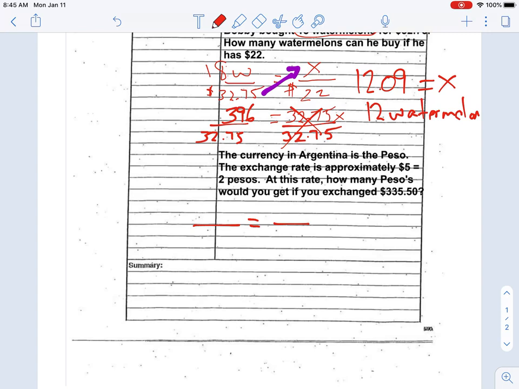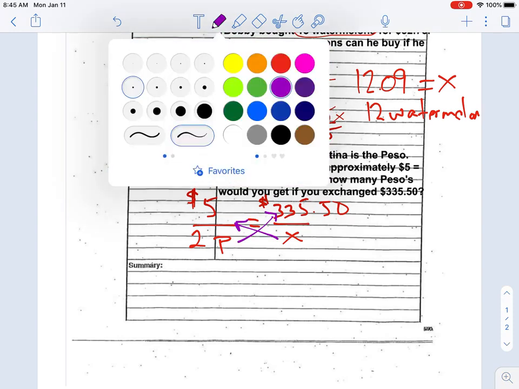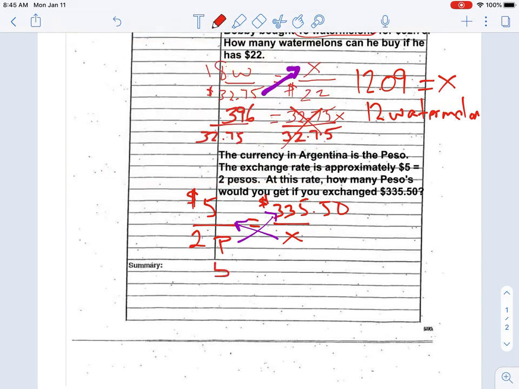So in this case, the exchange rate is $5, and that dollar sign's on the top. I could put that on the bottom, it doesn't matter. And I'm going to write 2p for 2 pesos. And then the other number we have is dollars, so $335.50. And we do not know the number of pesos. So now at this point, we are going to cross multiply in that fashion. So now I'd have x times 5 is 5x equals 335.50 times 2.